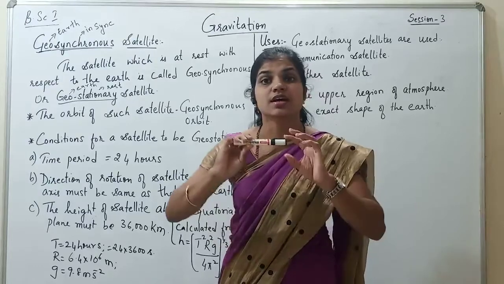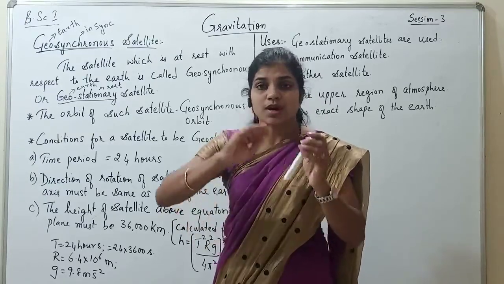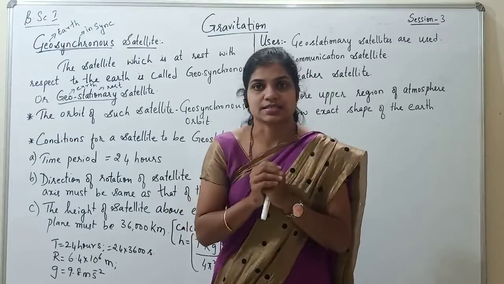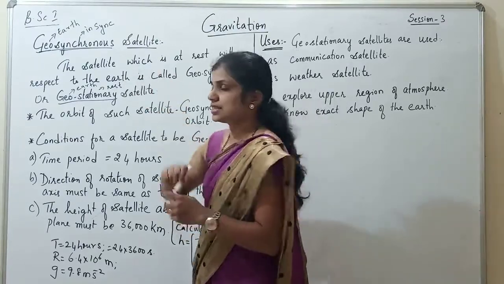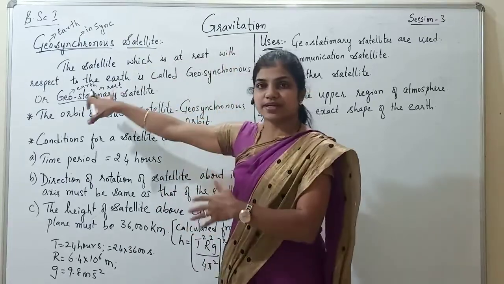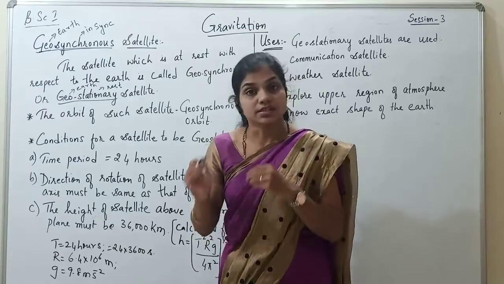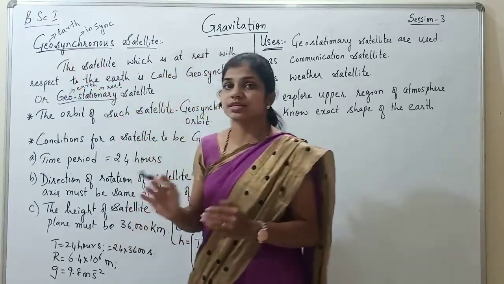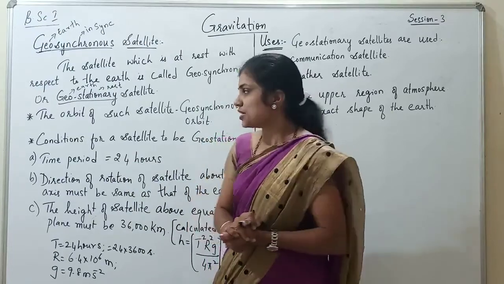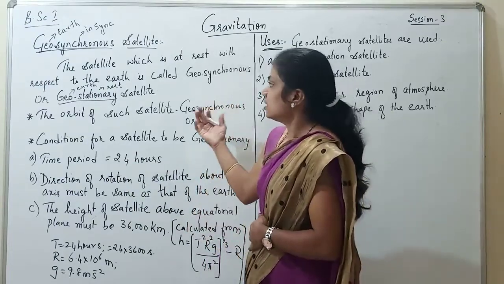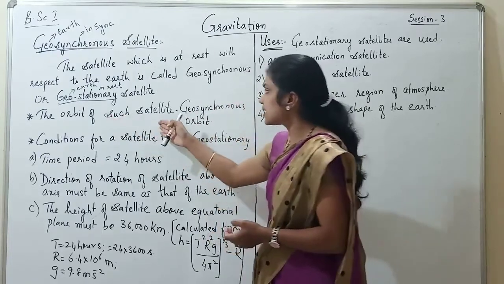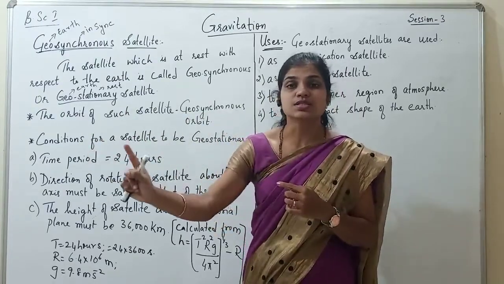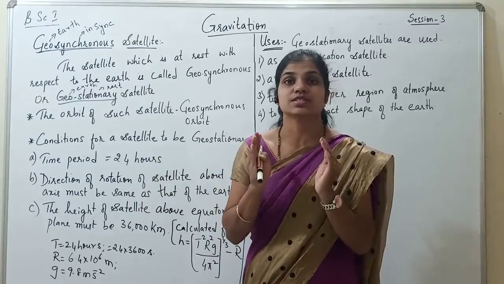That means the person who is standing here is feeling that this cap is at rest. Although both the objects are moving, the one who is on the satellite and the one who is on the Earth, both are feeling that they are at rest. So therefore, we say that the satellite is at rest with respect to the Earth, though it is not actually at rest. The satellite is also moving, Earth is also moving, but they are moving together. That is why we also call it geosynchronous. It is in sync with the motion of the Earth. So what is the orbit called? The orbit of such a satellite is called the geosynchronous orbit. The path which the geosynchronous satellite follows is called the geosynchronous orbit.